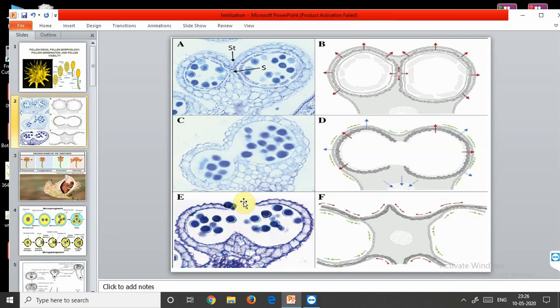Not only the microspores are present in the pollen sacs, but there are some other bodies that are produced, that is the Ubisch bodies. So what is the use of these? The Ubisch bodies usually participate in the formation of exine. That's why they are present, so that they help in the formation of exine.